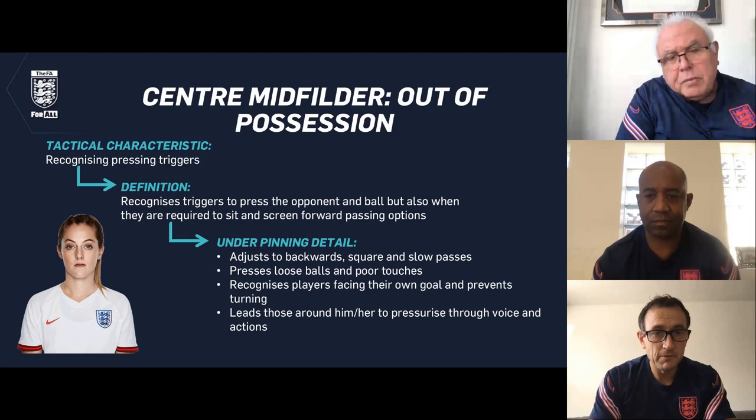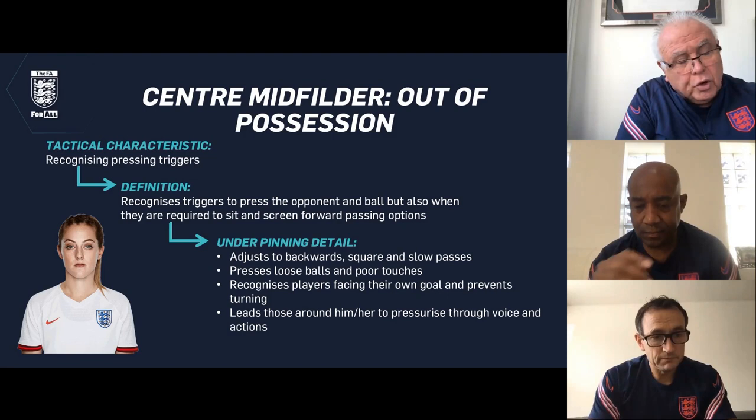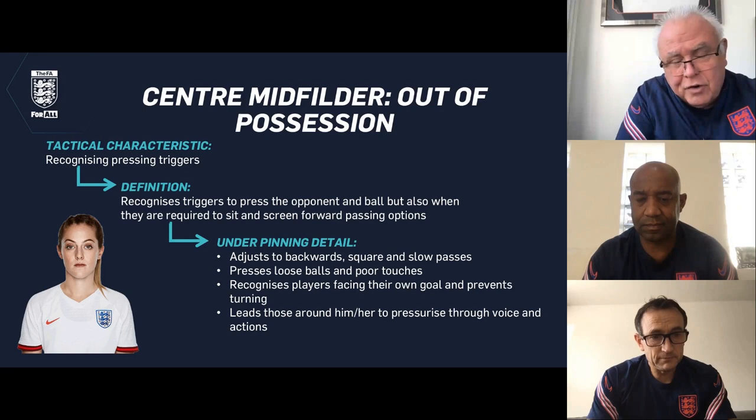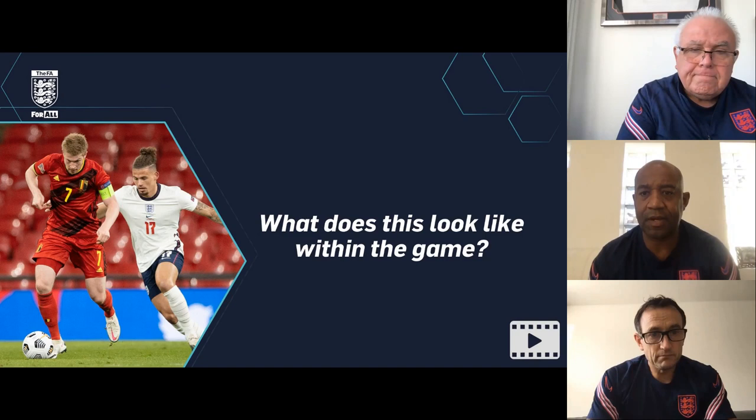Well, people talk about the spine of the team, don't they? And I would imagine that the point you've just made there, Twosey, about the goalkeeper would control his central defenders. Central defenders control the central midfield players. Central midfield players control the players in front of them. And that spine of the team gives you that core strength that we spoke about earlier. Yeah. Okay, brilliant, guys. We're now just going to watch a video. What does this look like within the game?